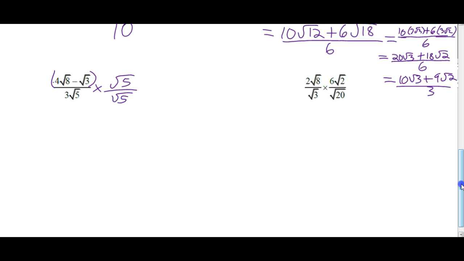Okay, what's 4 root 8 times root 5? 40, right? 8 times 5. Just multiplying what's under the radical sign. Minus root 15 over 3 times 5.